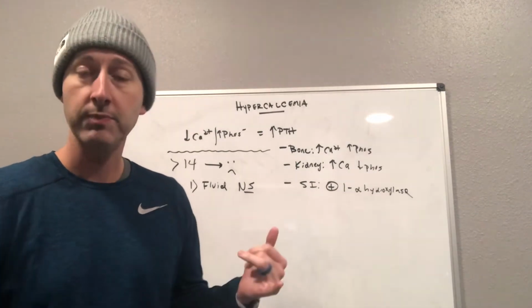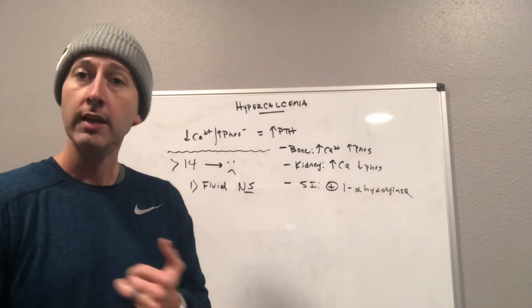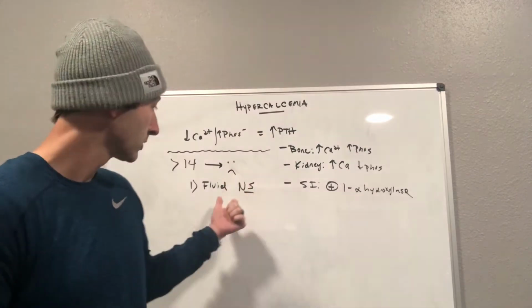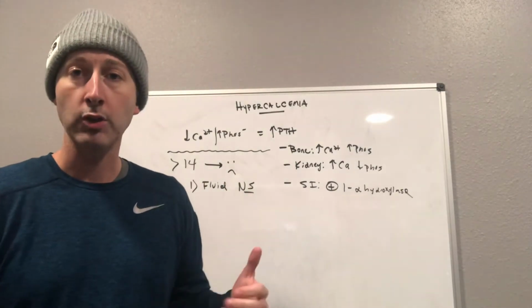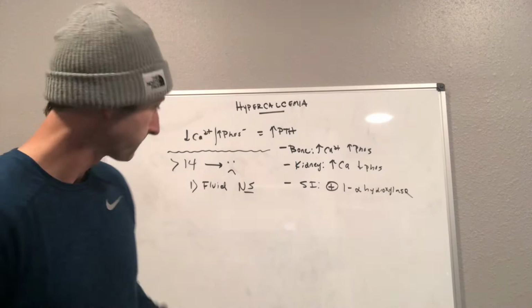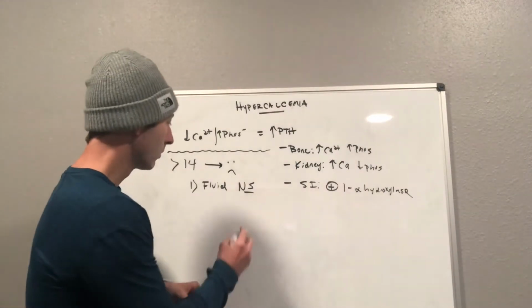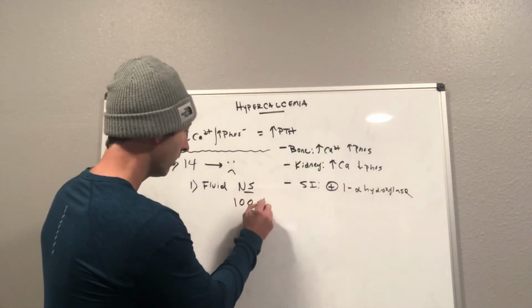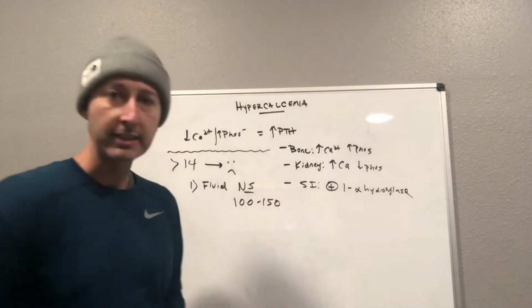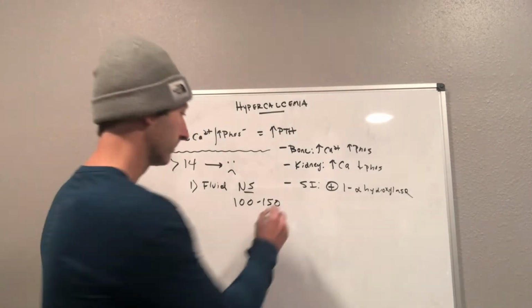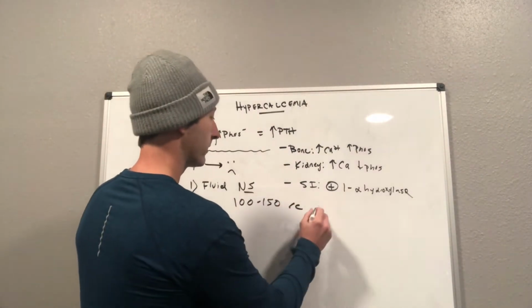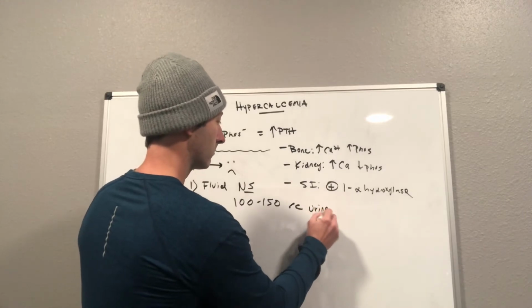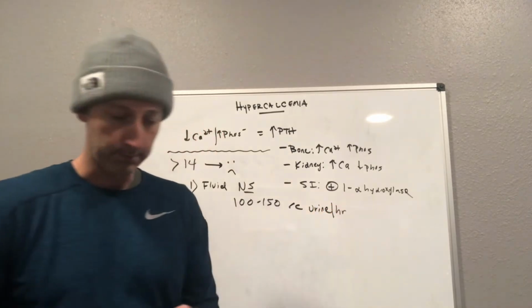Exchange calcium at the proximal convoluted tubule, calcium and sodium. We want to give more sodium, and we also want to volume expand. So what I do is I'll aim for 100 to 150 cc's of urine per hour. Okay, so that's very important.